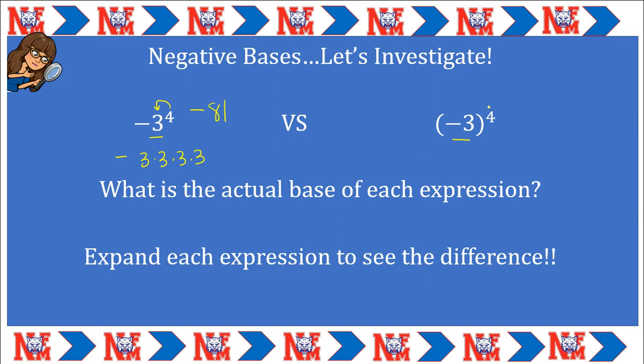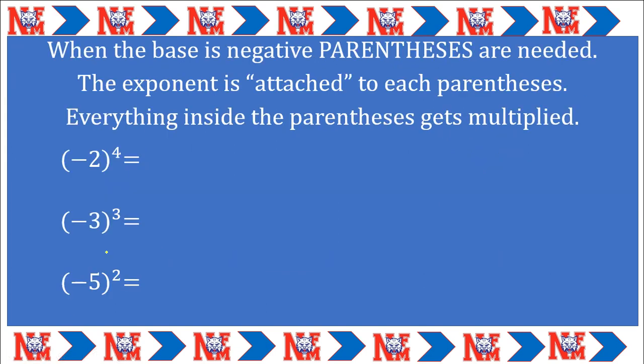In this case, the 4 is attached to both the 3 and the negative. Our base is negative 3. So we're going to expand the negative 3 and not just the 3. This time we're going to get a positive times another positive, so we get positive 81. So you can see the difference. Parentheses is super important. Okay, so let's try these.